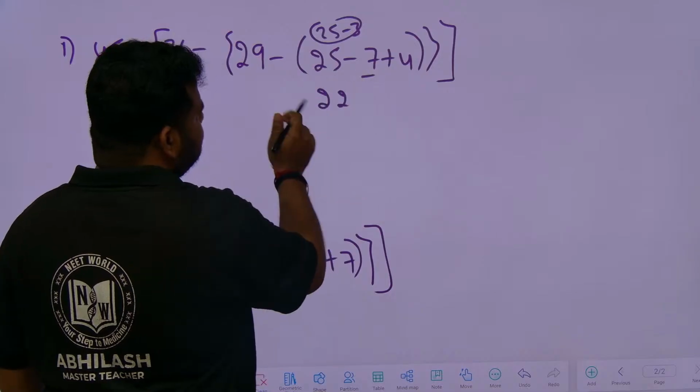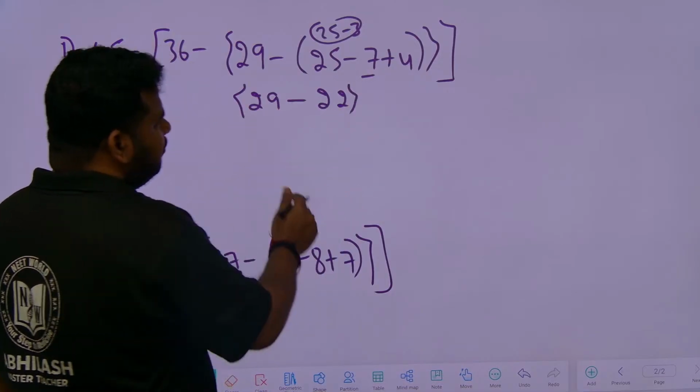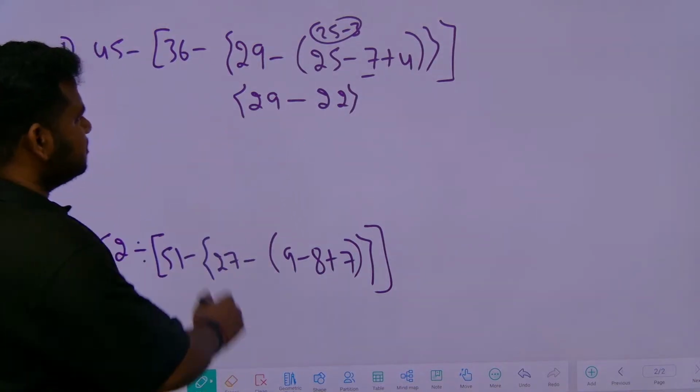So the small bracket is removed. Outside, what am I having? The flower bracket. 29 minus 22, this is the flower bracket. What will I have? 29 minus 22 is what? 7. So we are having 7.